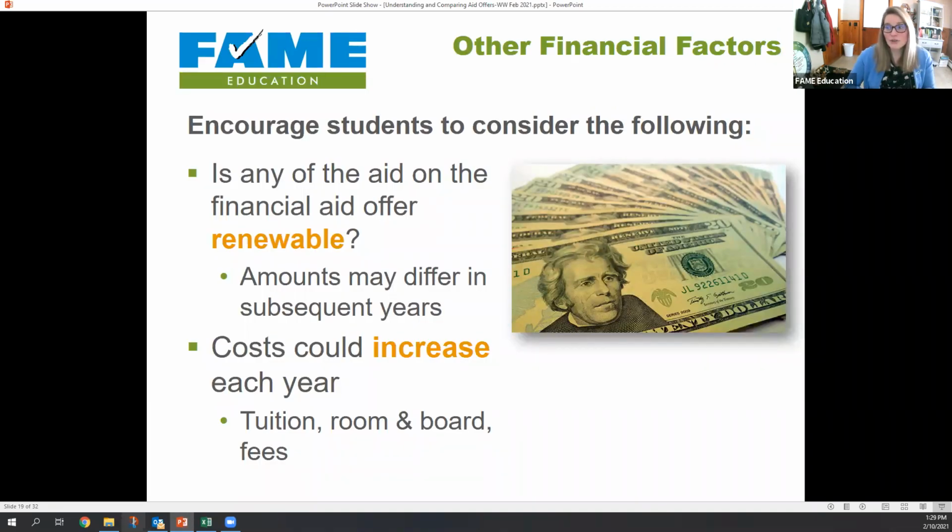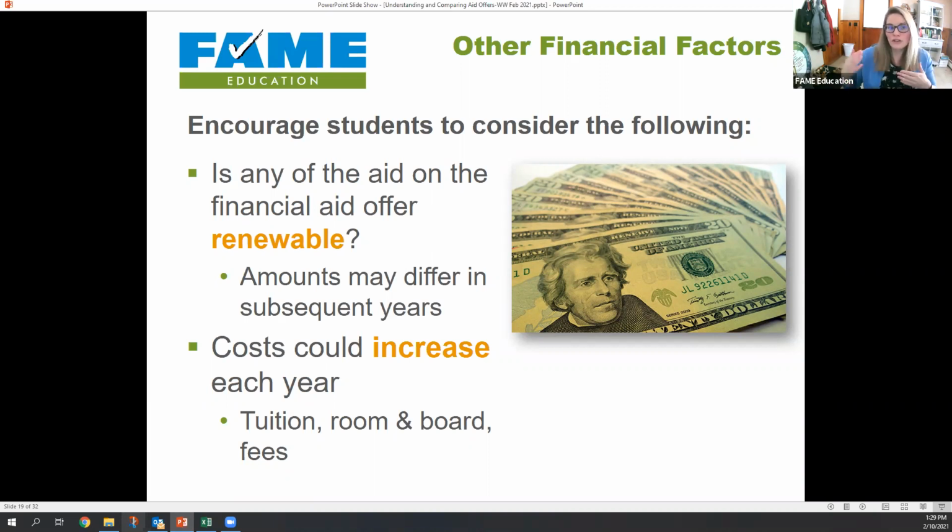Encourage students, as you're working with them, to consider if any of the aid is renewable, and what the criteria are for keeping something. So if there was merit, there's usually a GPA requirement, a full-time status requirement. There might be amounts that fluctuate year over year depending on cost of attendance or what the EFC is. Any outside scholarships that they got, find out if those are renewable, and encourage them to write a thank you note so that they're given it again. All of those things, and remind them again that costs could increase each year. I know many schools are doing tuition freezes and things like that in response to the pandemic, but other things might go up in turn.